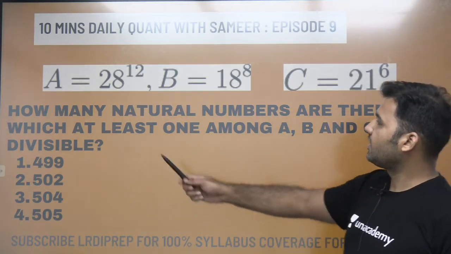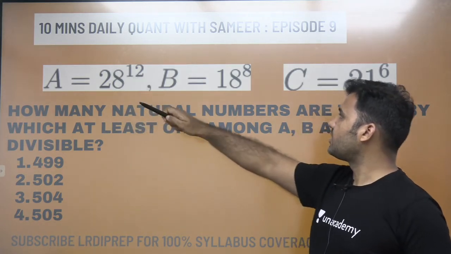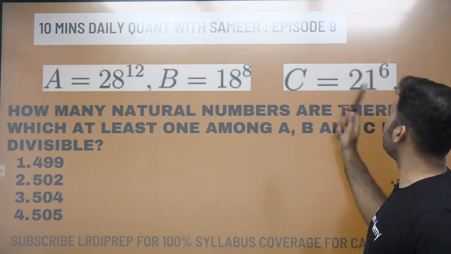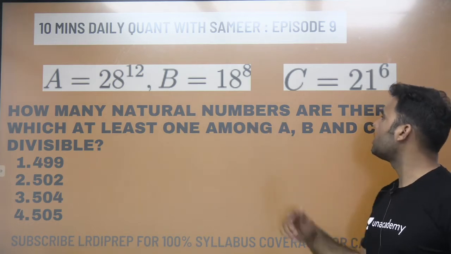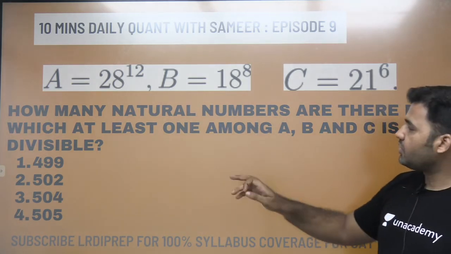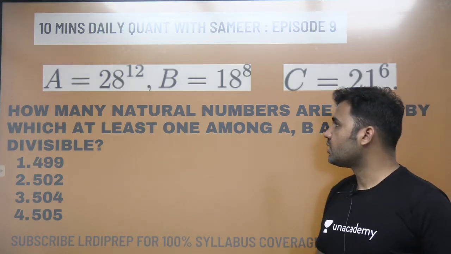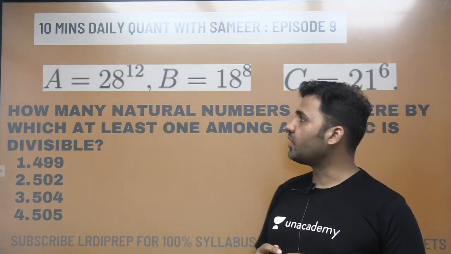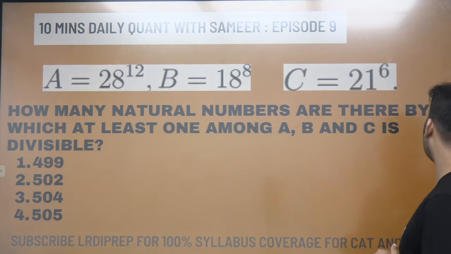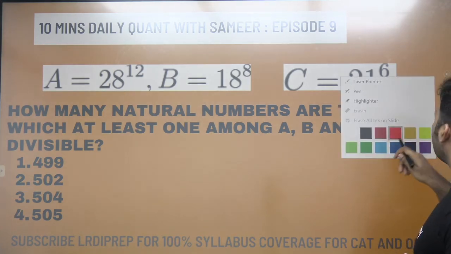The question says the number A is 28 power 12, B is 18 power 8, C is 21 power 6. How many natural numbers are there by which at least one among A, B and C is divisible? So guys, let me give you the basics of number of factors first. It will take only 1 minute to explain the basic meaning of number of factors.